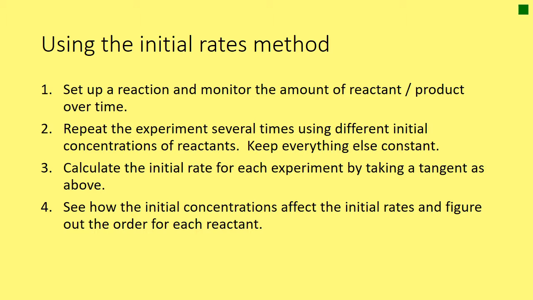After that, we will be able to calculate the initial rate for each experiment by taking a tangent, as we've done on the previous slide. And once we've got all the reaction rates, we can then compare what's happened to those rates. Have they increased? Have they decreased? As we have increased or decreased the initial concentrations of each reactant. And that will allow us to figure out the order with respect to each reactant.